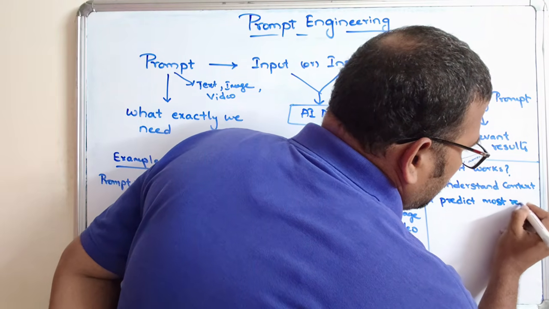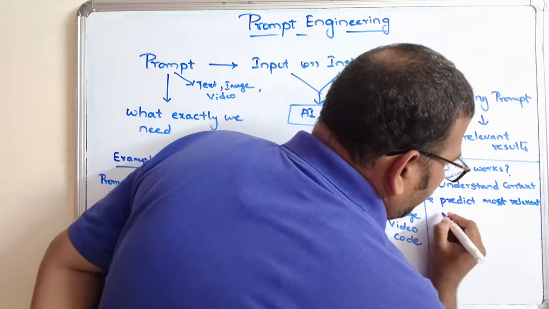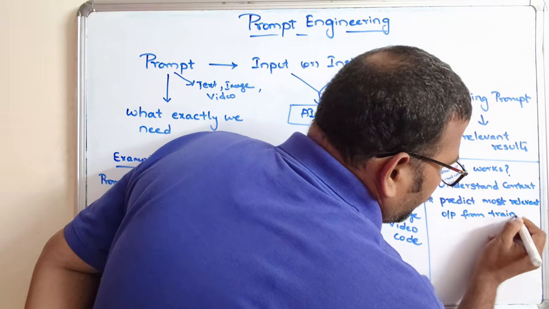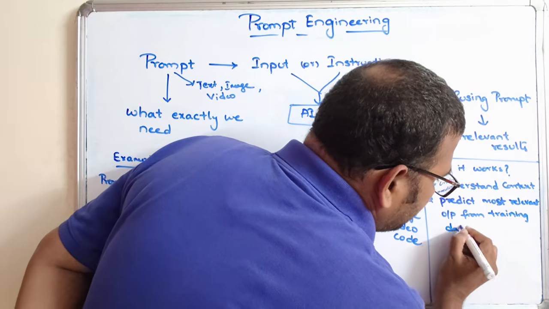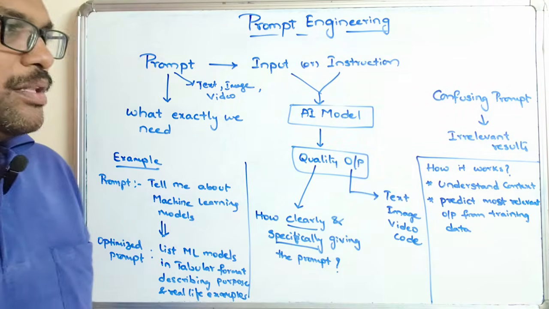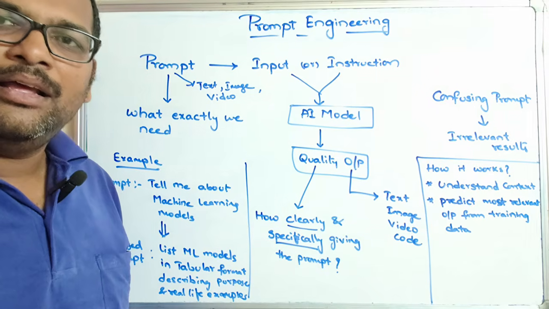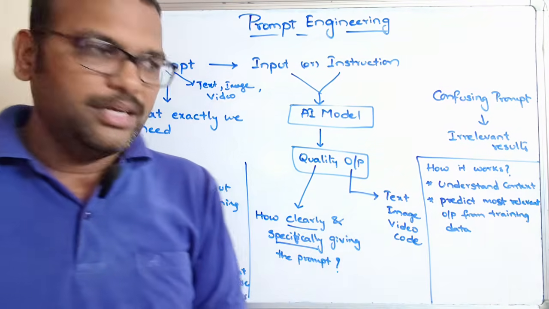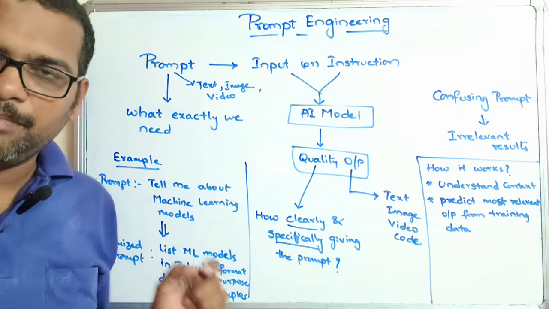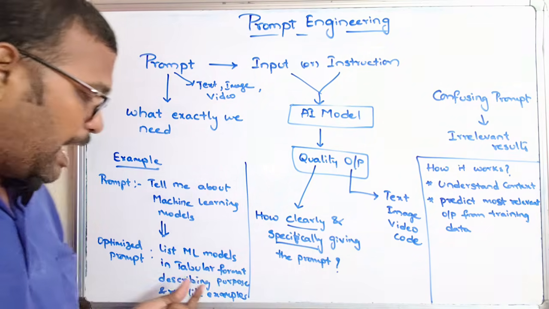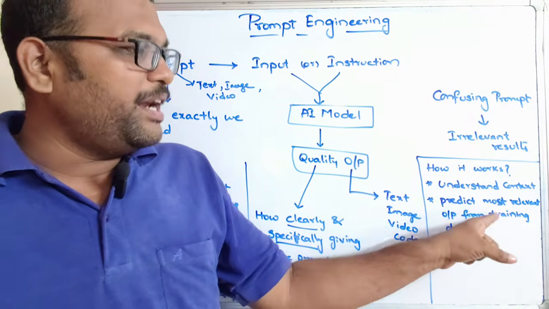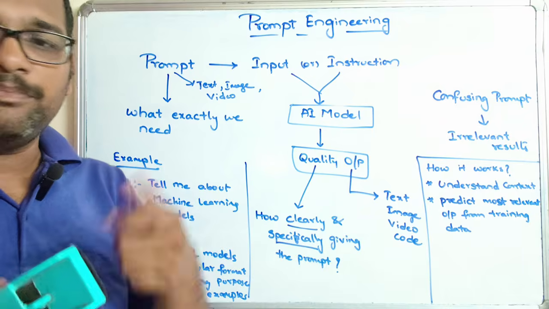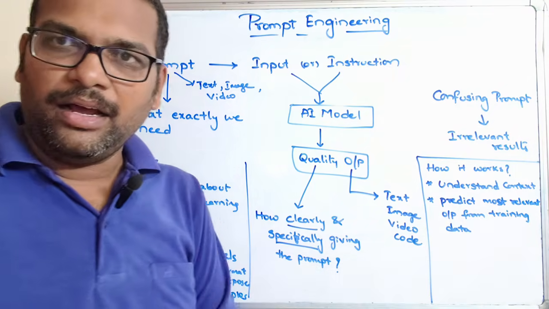the most relevant output from training data. This is the second one, right? The first step is it will understand the context, and the second step, after understanding the context, here the context is ML models, machine learning models, and tabular format. So it then predicts the most relevant output from the training data. So what it has been trained on, from that it will be predicting the output.